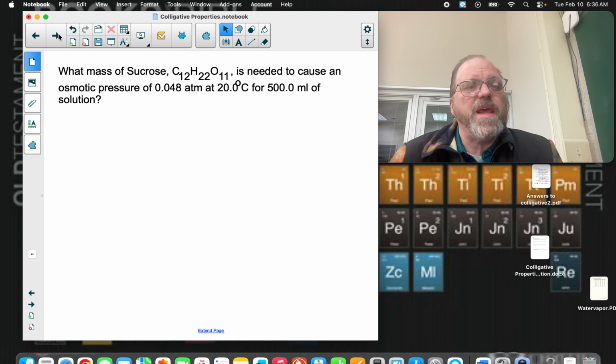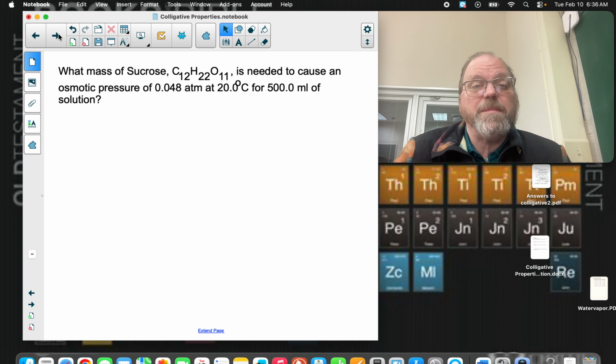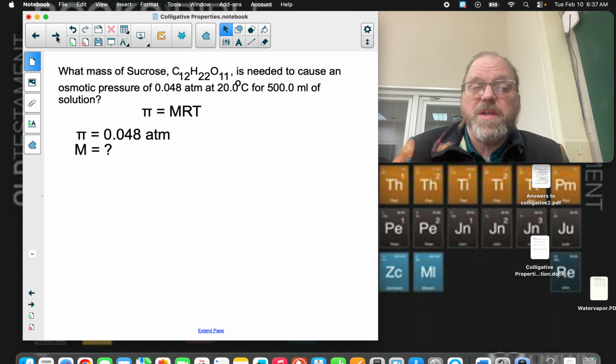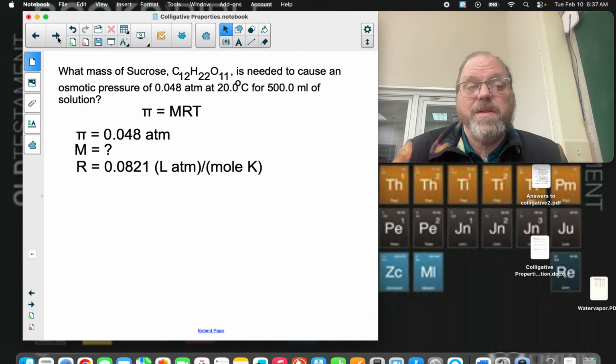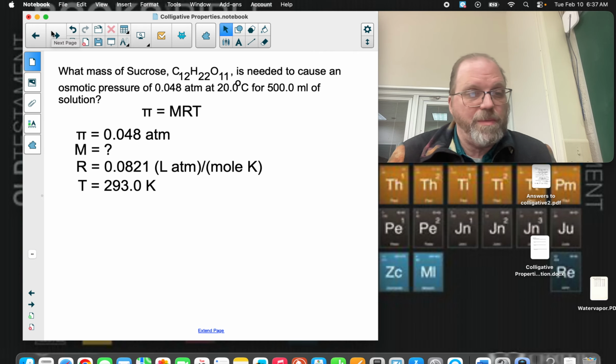We have to do the osmotic pressure. So in this case, I'm giving you osmotic pressure. So we use the equation pi is equal to MRT, where pi is known to us, 0.048 atmospheres. Molarity we don't know. R, because we're using atmosphere, is going to be 0.0821 liters atmospheres per mole Kelvin. And temperature is 20 degrees Celsius, 20.0 degrees Celsius. So this is going to be 293.0. Add 273 plus 20, get 293.0.